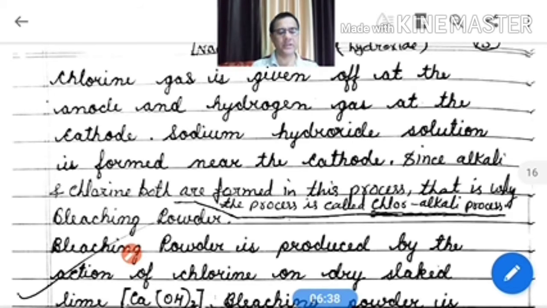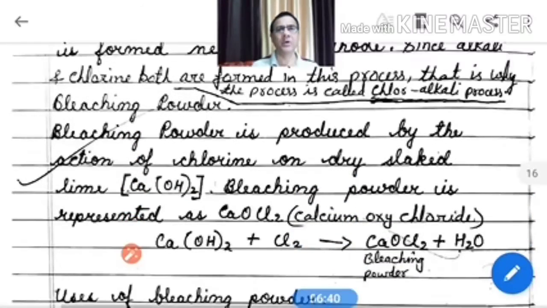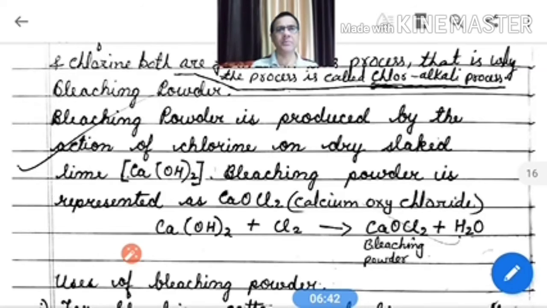Our next topic is bleaching powder. See the language. Bleaching powder is produced by the action of chlorine on dry slaked lime, and slaked lime is Ca(OH)2. इसे कहते हैं बुझा हुआ चूना, slaked lime. Slaked lime कैसे बनता है?